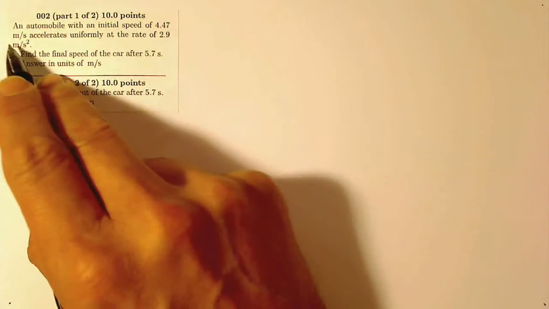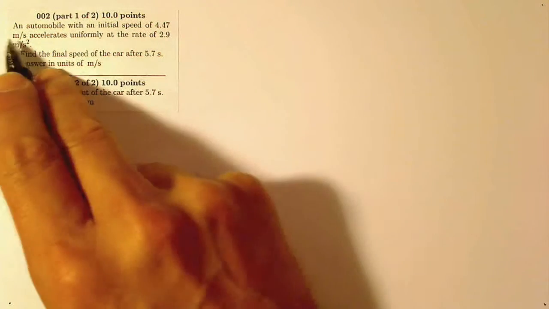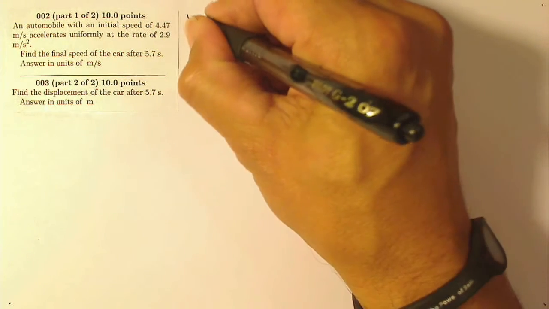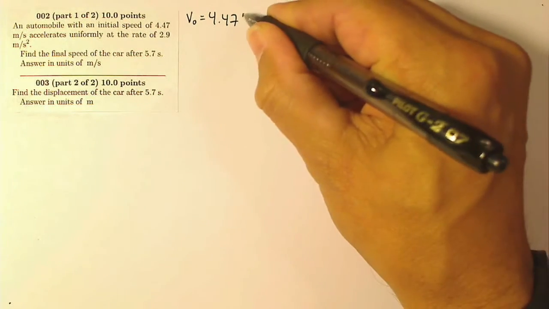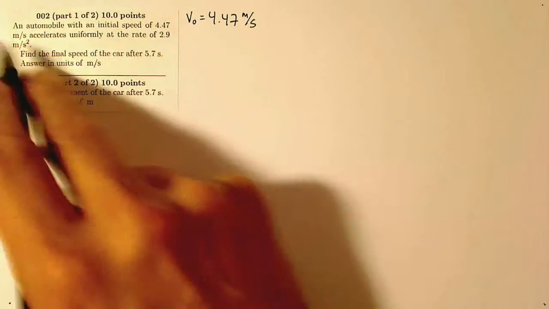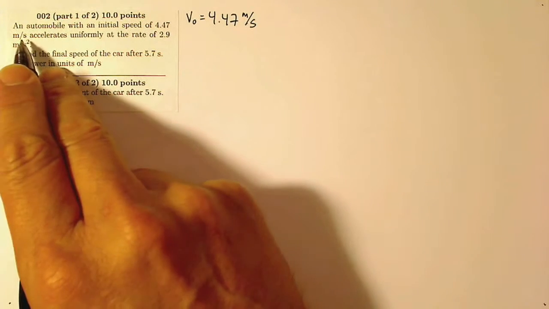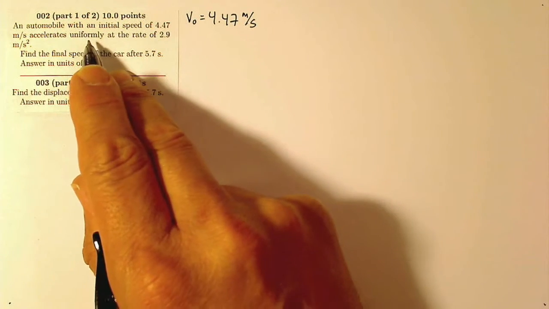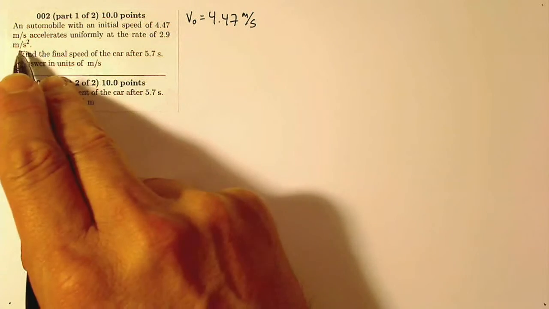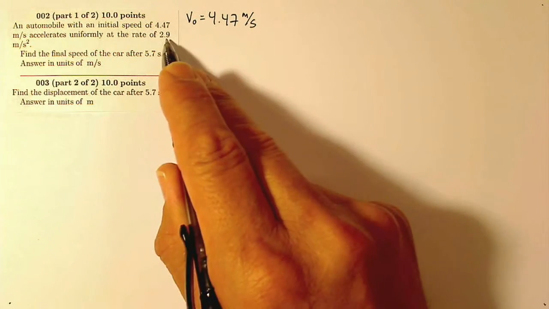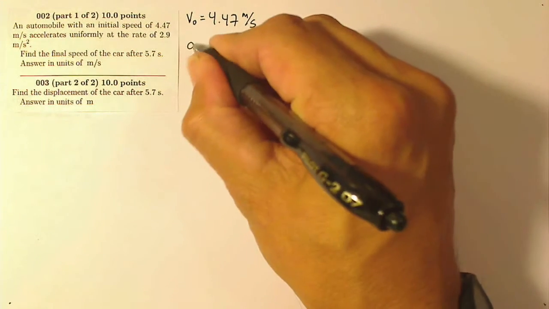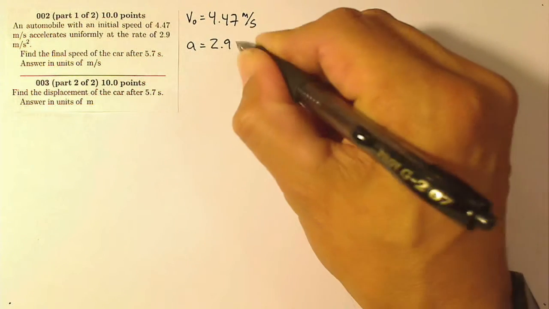It says, an automobile with an initial speed of 4.47 meters per second. Wait a second, that's a number and some units. I'm going to write down that my initial speed is 4.47 meters per second. Okay, back to the question. An automobile with an initial speed of 4.47 meters per second accelerates uniformly at a rate of 2.9 meters per second squared. Meters per second squared is my units for acceleration, so my acceleration is 2.9 meters per second squared. And I'm going to write that down.